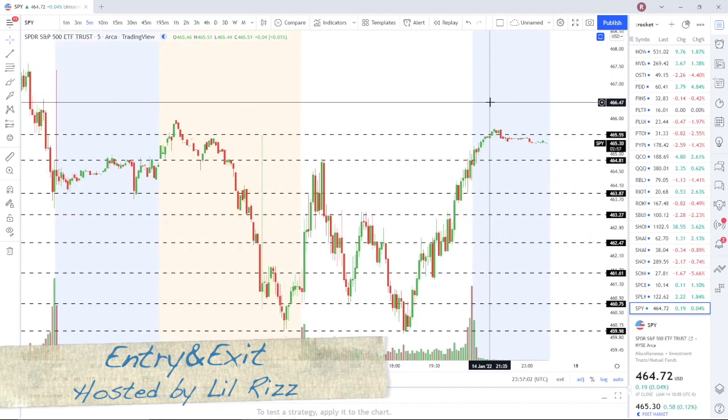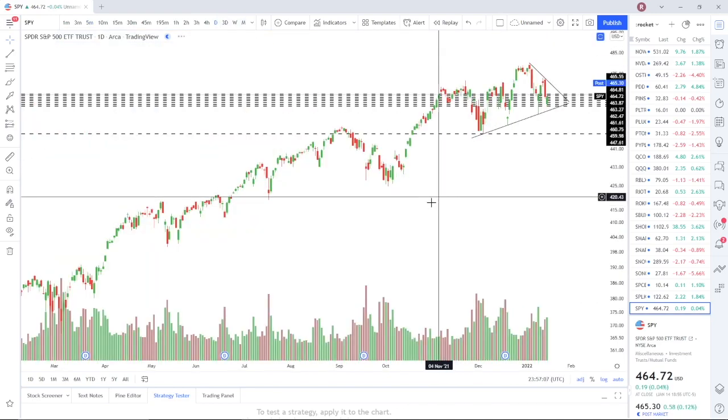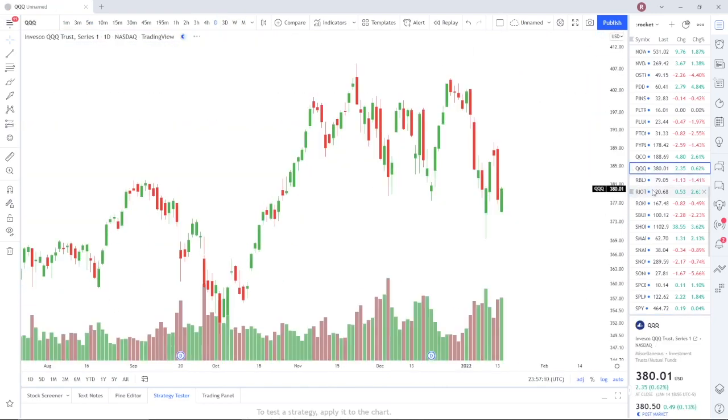Alright, so importantly, when we're talking about entries and exits, we have to start out with, ignore this by the way, what was on here. We'll move to different charts.